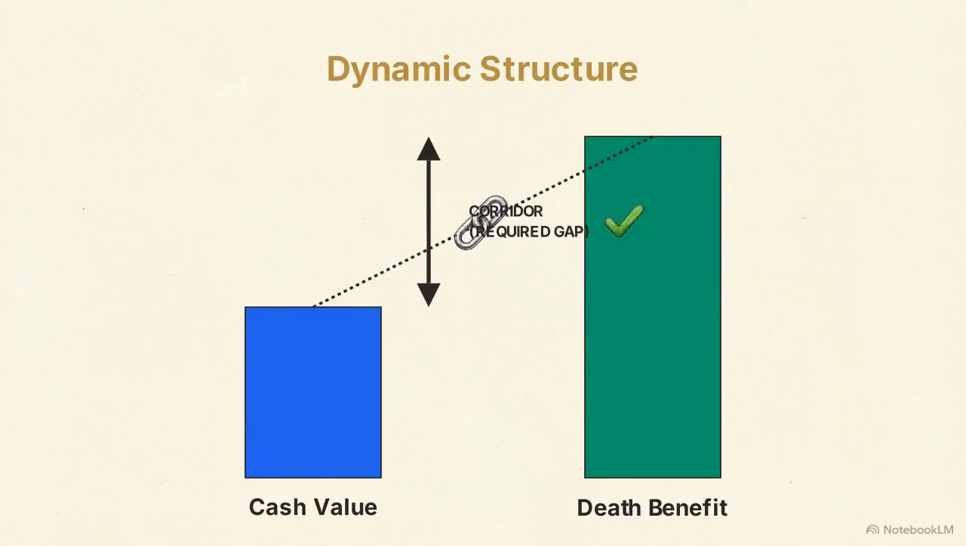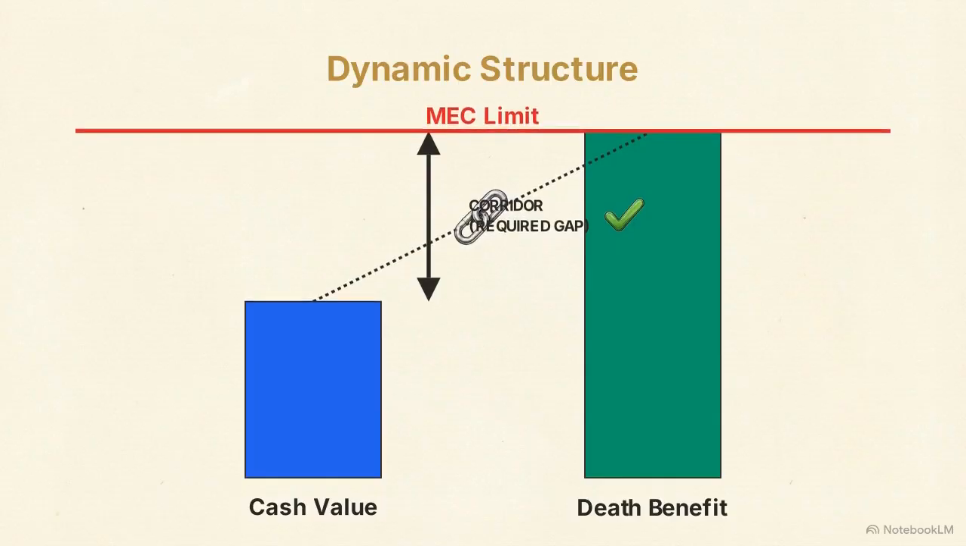This tandem upward movement maintains a precise gap between your accumulated cash and the total insurance payout. The IRS requires this gap, known as the corridor, for the policy to remain legally compliant.